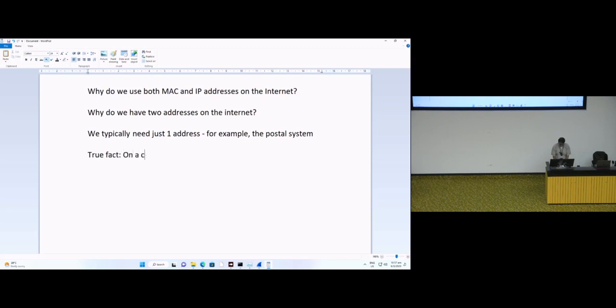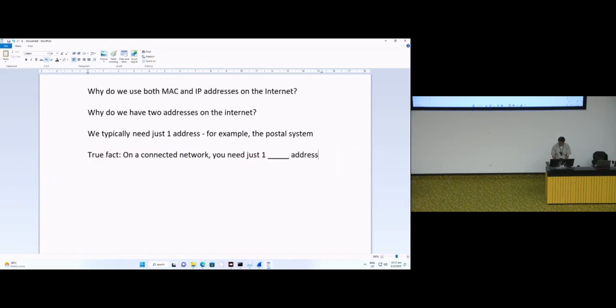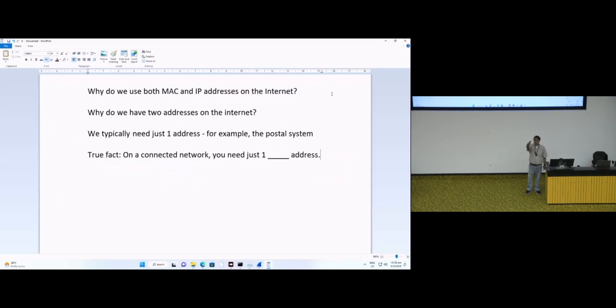On a connected network, you need just one, and I'm going to leave this blank, and somebody's going to help me fill in the blank. You need just one, what? What kind of address? No, this is an English word. Louder, say it. Unique, exactly. You need one unique address.